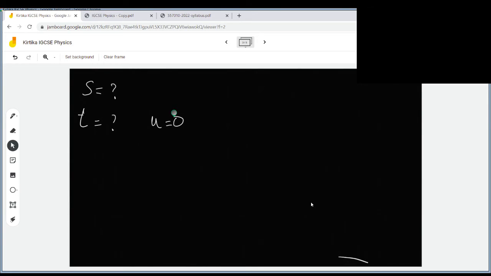Since it's a body in free fall, it has acceleration due to gravity. a is equal to g, which is equal to 9.81 meters per second squared. At IGCSE level, you can even use 10. It's fine if you do that rounding up, but the precise value is 9.81. So now we have to calculate S. Let's see the equations.